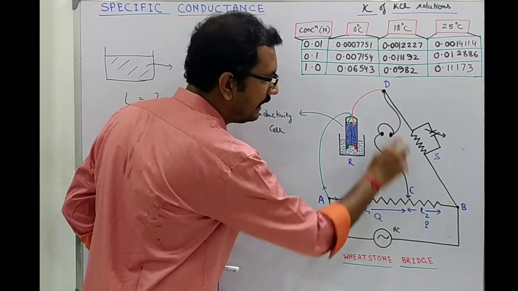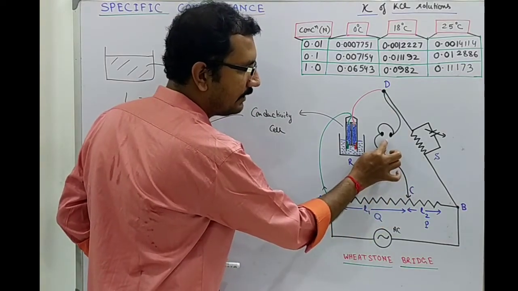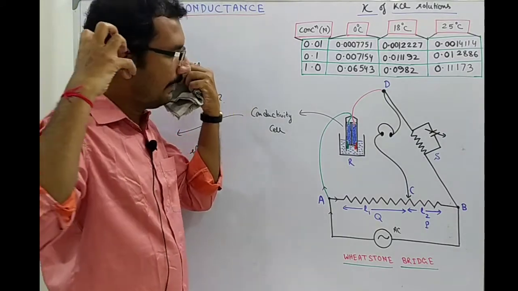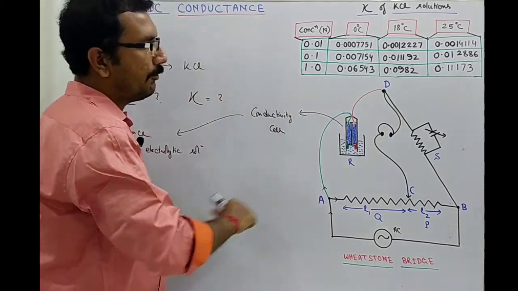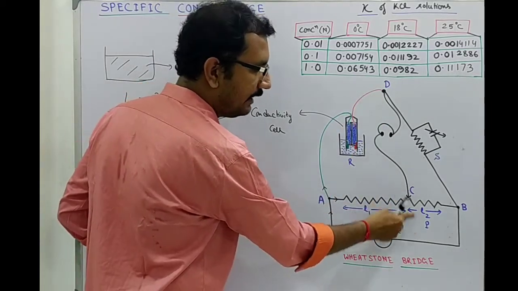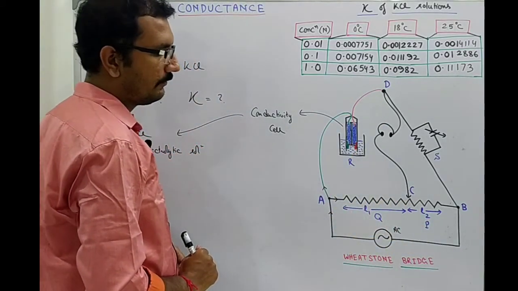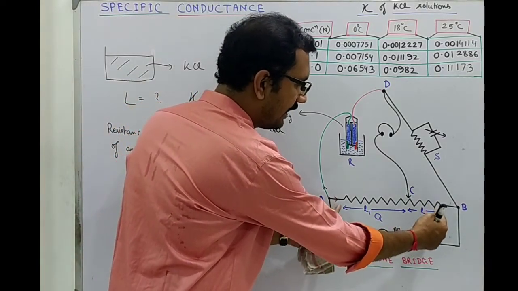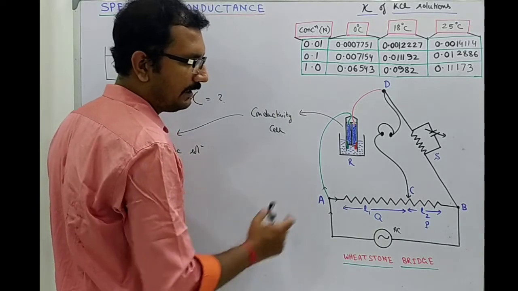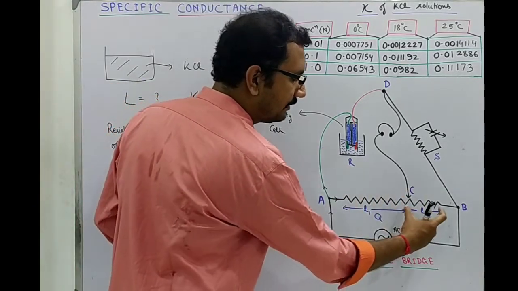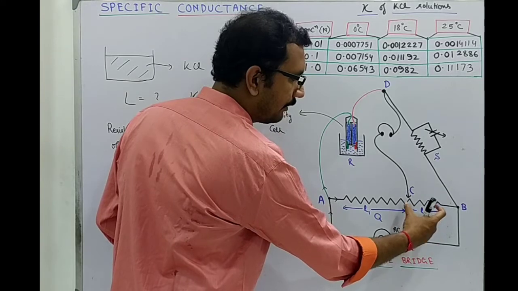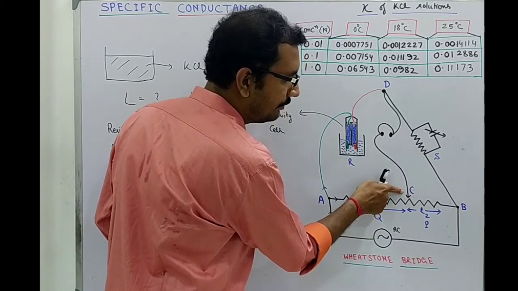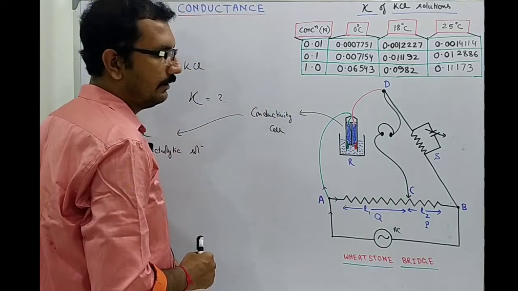And between C and D, an earphone is connected. We have an earphone, and it is connected to the point D at one end and point C at the other end. Now, there is a scale placed adjacent to this sliding wire, so that you can directly measure the length of the wire from the starting point to the position of the jockey, that is point C.